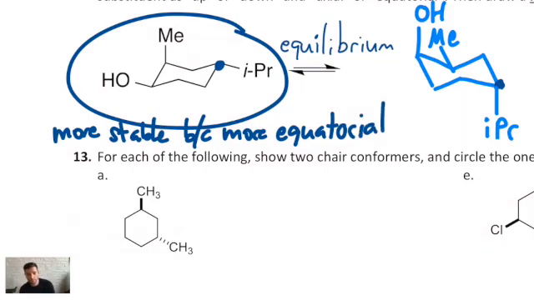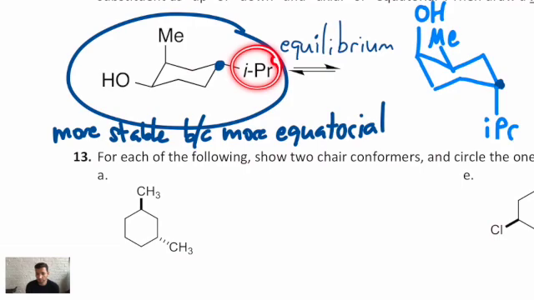Sometimes it depends on what the group is. If it's a particularly large group that occupies a lot of space, we say that that's a sterically large group. Steric refers to the spatial arrangement of a molecule. For example, isopropyl is kind of large, and tert-butyl is even larger.